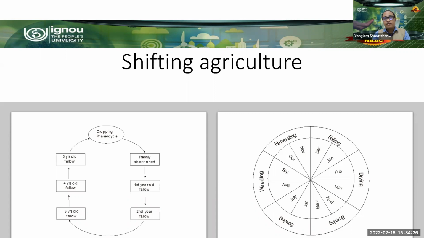This cropping phase cycle used to be 10 to 15 years. That was 50 years back. Nowadays, this has become 5 years. When this cycle from cropping to abandonment decreases to 5 years, what kind of ecological impact, not only social impact, may there be? For example, which month, which kind of activities they are following, that is also affected. So this has a number of chain impacts on the society, right?